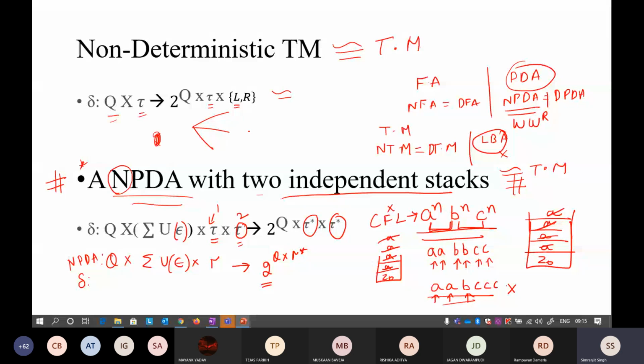Just keep in mind that a non-deterministic push down automata can also act as a Turing machine if you give an additional single stack. Okay, so that is a very interesting property. It's also an important one. Keep in mind that in many competitive exams this kind of question is asked. Most students will think, how can a non-deterministic pushdown automata be equal to a deterministic pushdown automata? So keep this statement in mind: a non-deterministic pushdown automata can behave as a Turing machine when you give two independent stacks to it.